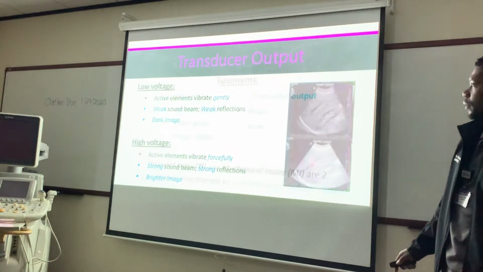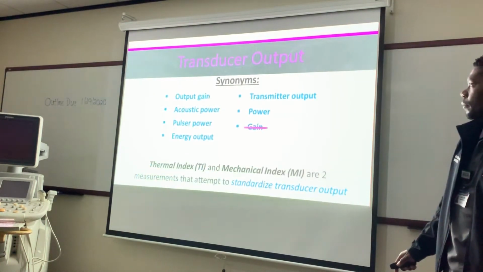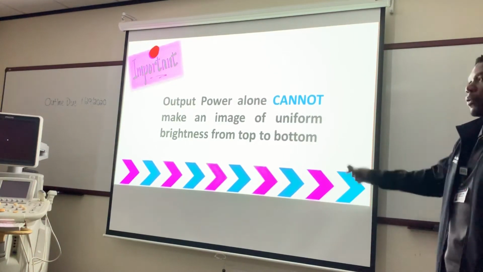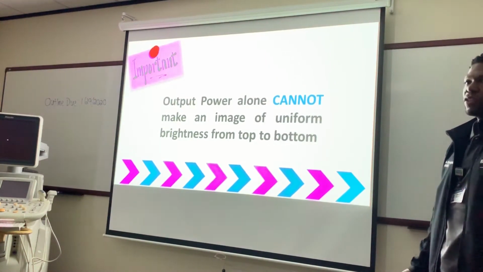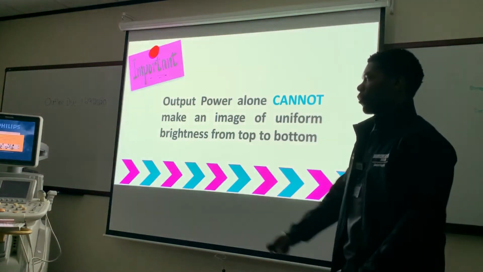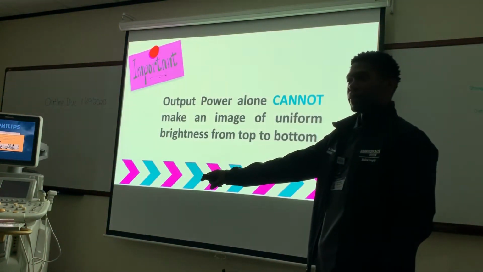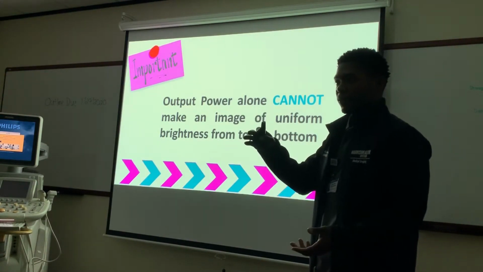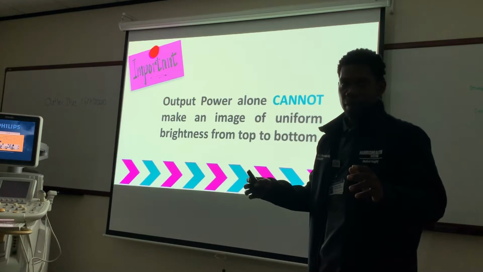And then the pulsar comes with the machine, so it's inside the station. Those are our terms with the pulsar, absolutely. Remember, the pulsar cannot make the image uniform from top to bottom, right? Because when we change our transducer output, we're changing the image brightness completely. The whole image is being changed from top to bottom, right?